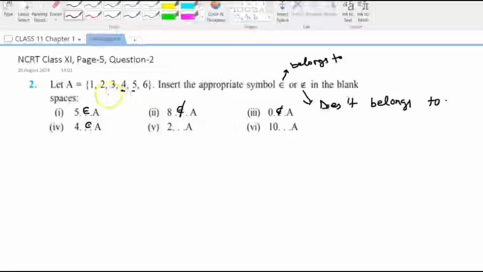Does 2 belong to this set? Again 2 is here. So 2 belongs to this set. Does 10 belong to the set? Now we cannot see 10 here. So it does not belong to the set. There is no confusion if something is belonging or not because it is a set. Okay, let's see the next question.